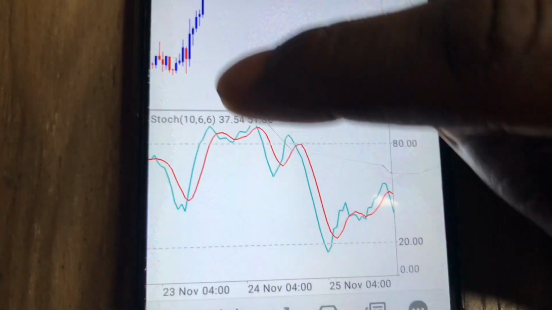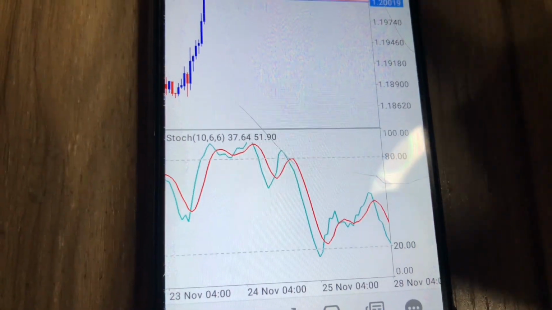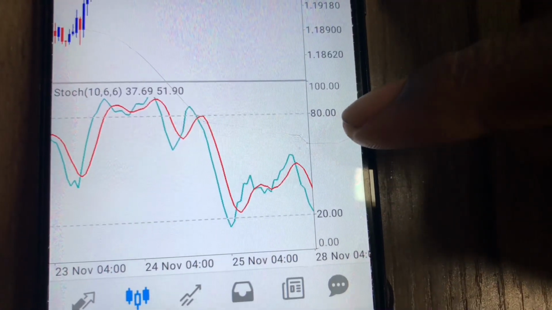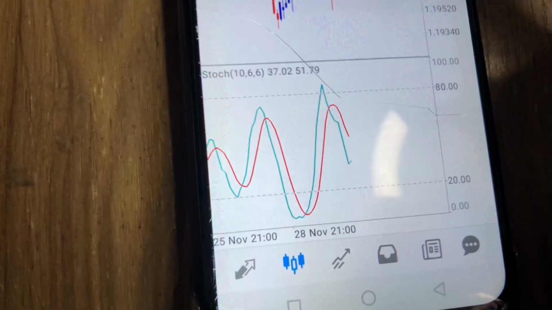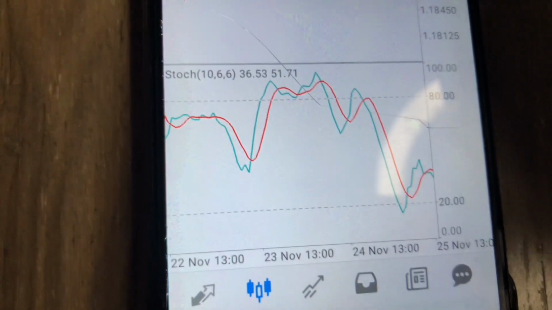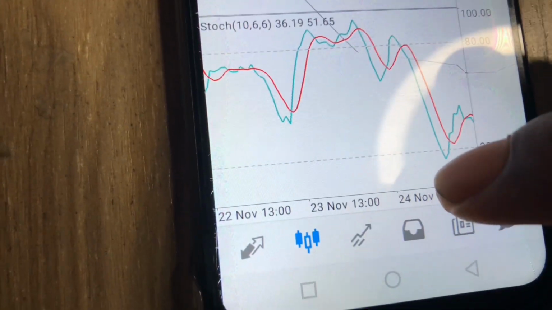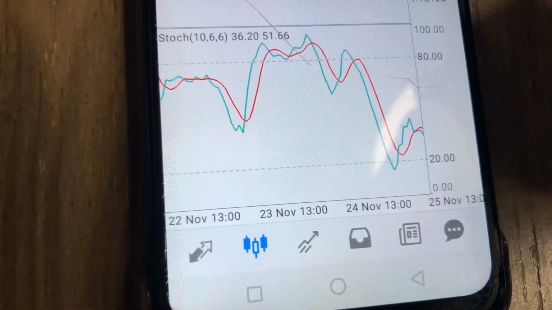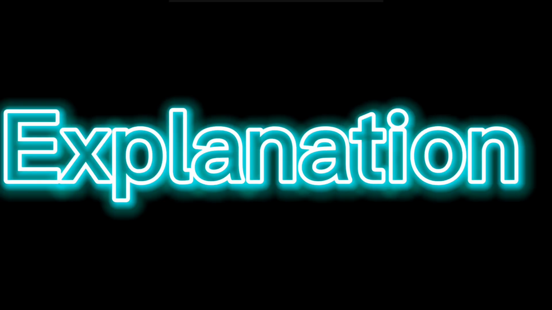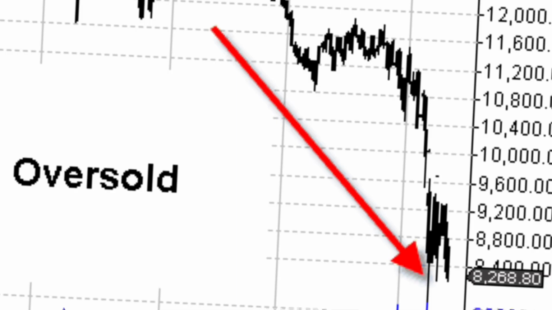Now, the stochastic indicator is very similar to the relative strength index. Just like the relative strength index has 70 and 30, the stochastic has the 80 and the 20. On the stochastic, the 80 mark represents overbought in the market, and the 20 mark right here represents the oversold point in the market. Okay, so quick explanation. Overbought is the point in the market where it goes up and can't continue to go up further, while oversold is the point where the market goes down and can't continue to go down further.